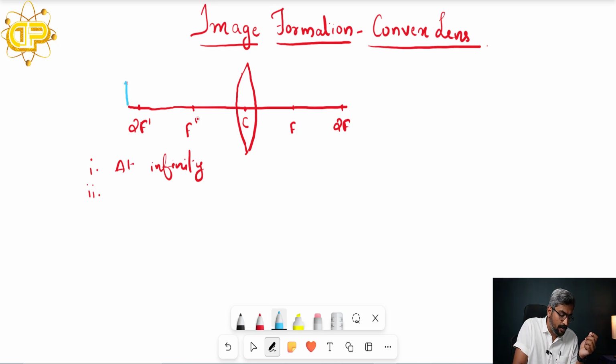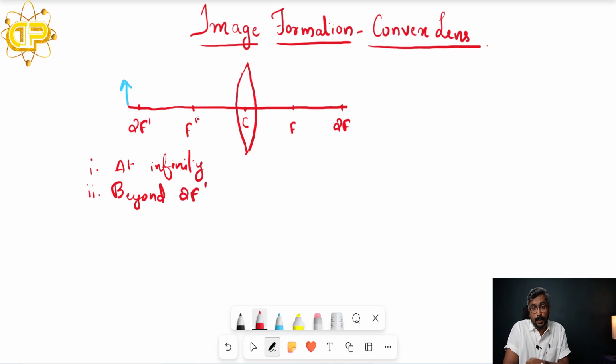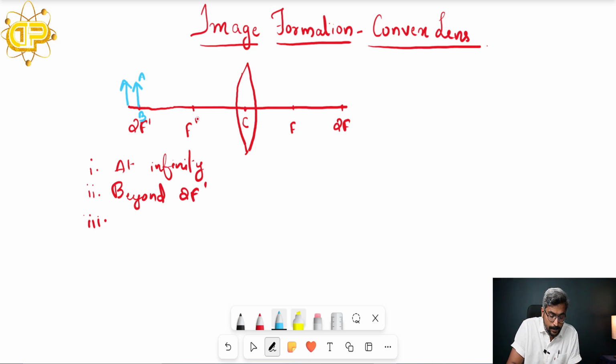The second case is when the object is placed beyond 2f dash. Where will I obtain the image for that particular case? The third case is if I place the object at 2f, object AB, then where will I get the image? So this is the third case, that is at 2f dash.